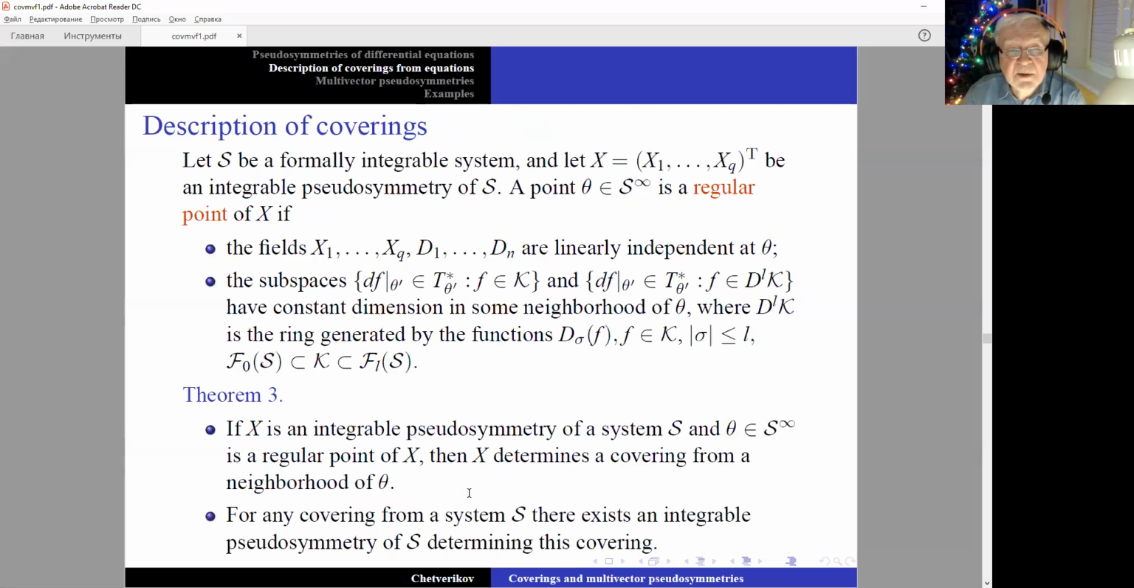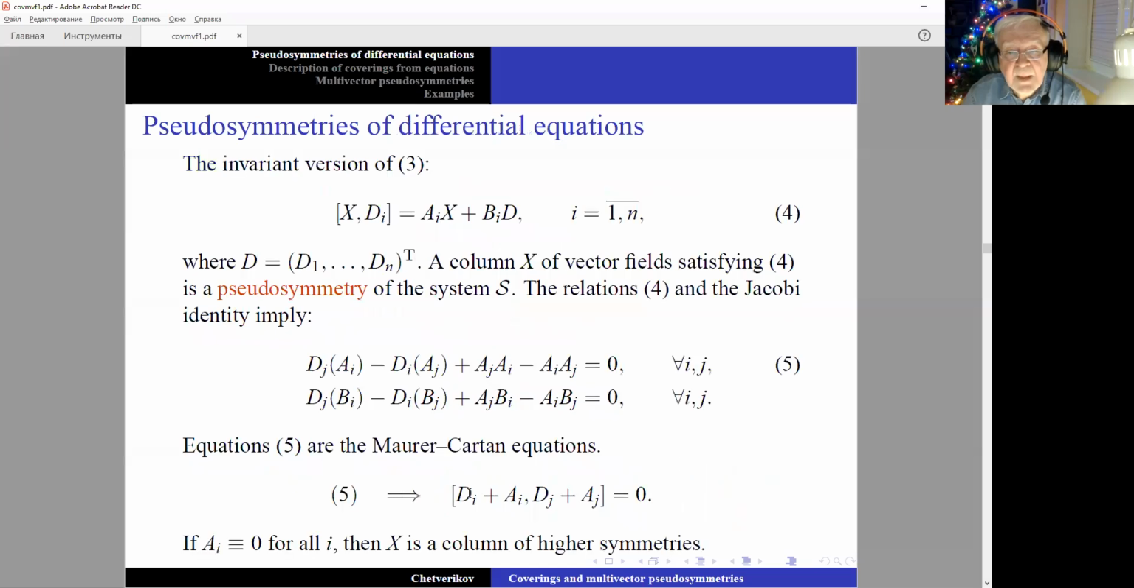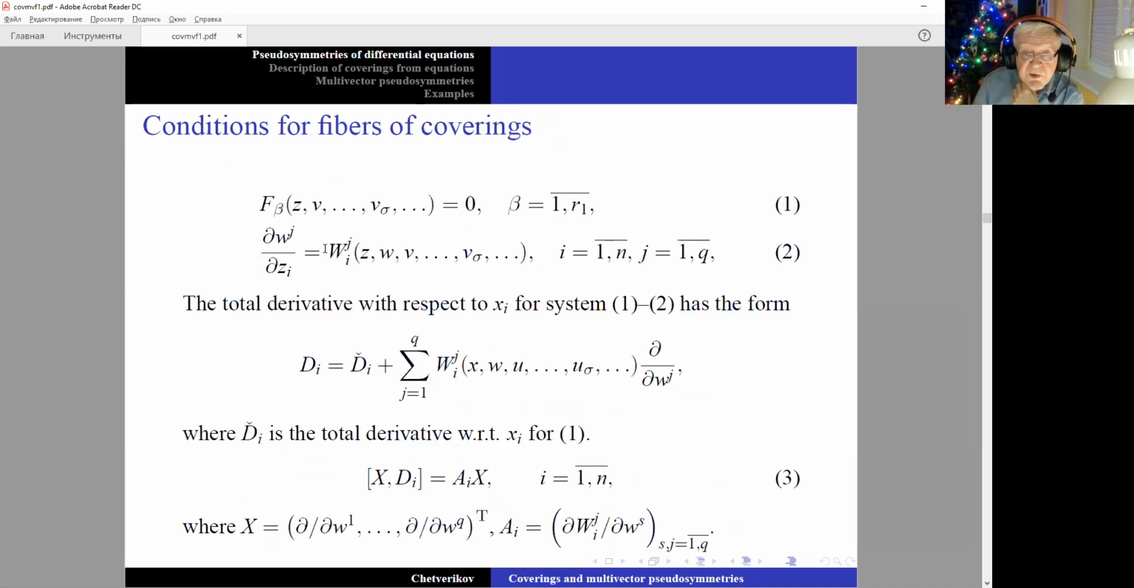I want to say that the dimension of pseudosymmetries X equals the dimension of the fiber of the covering, the rank of the covering, of course. Oleg, are you satisfied? Okay, I need some time to understand. Okay. Thank you very much.